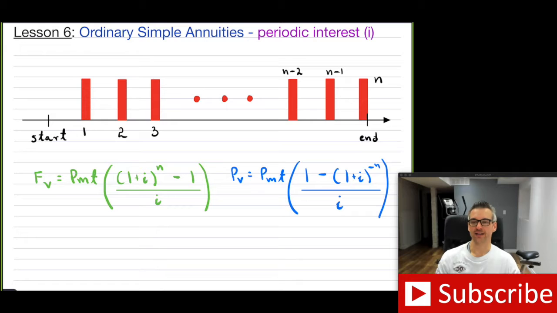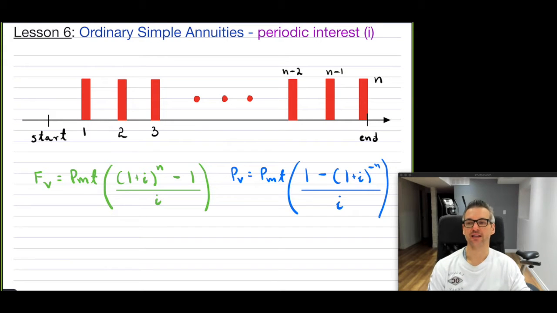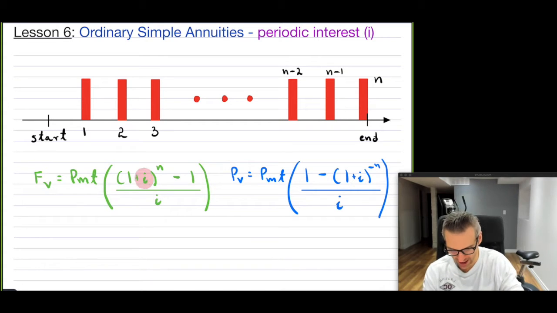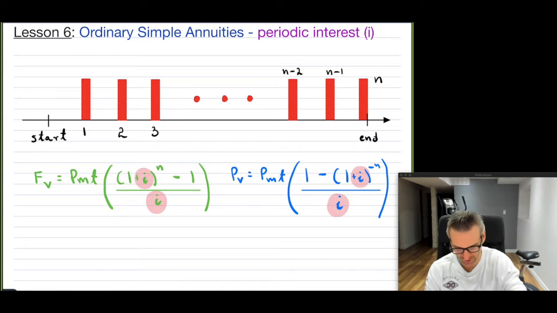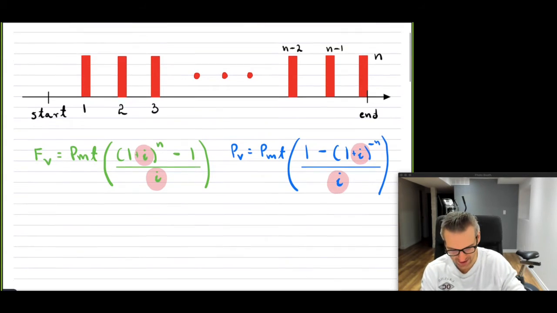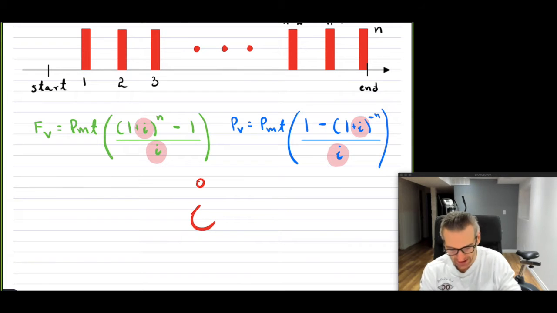This one pertains to the case where you have an Ordinary Simple Annuity and you were given the future value, the payment, and the number of terms, but you didn't have your I. Or you were given the present value, the payment, and the number of terms, and again you want to solve for I. So our interest I is really the key.